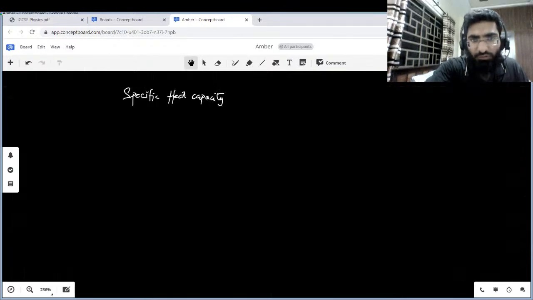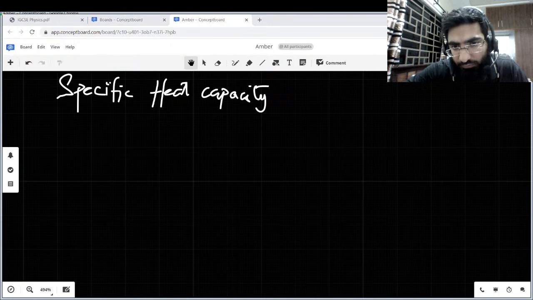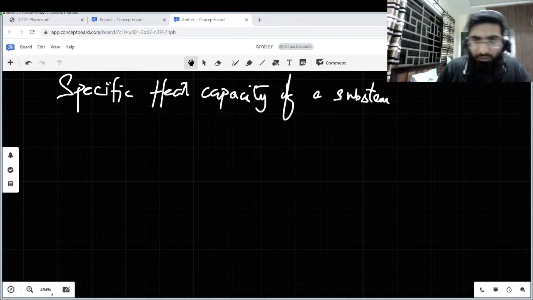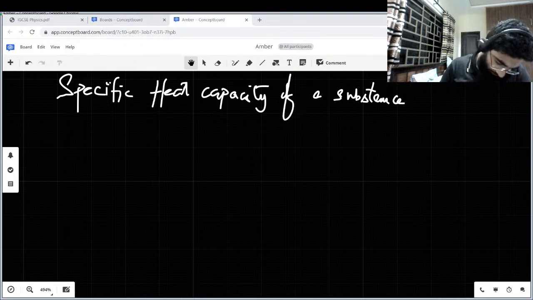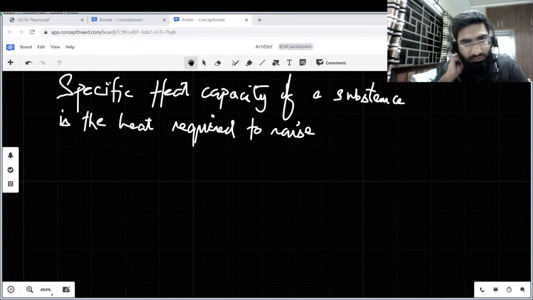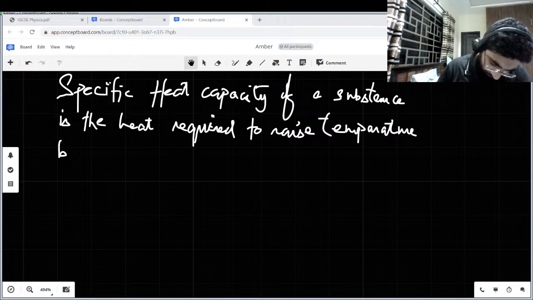So if you need to take that down, let's write: specific heat capacity of a substance is the heat required to raise the temperature by 1 degree centigrade of 1 kg of a substance.